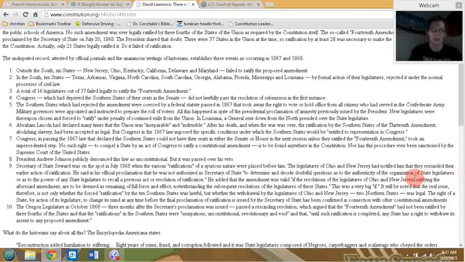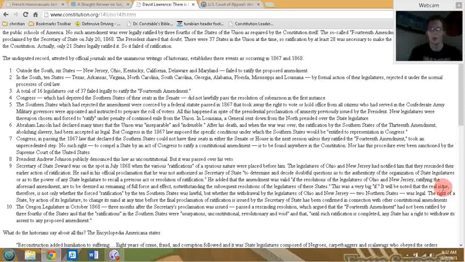of state legislators, or as to the power of any state legislator to recall a previous act or resolution of ratification. He added that the amendment was valid if the resolutions of the legislators of Ohio and New Jersey ratifying the aforesaid amendment are to be deemed as remaining of full force and effect, notwithstanding the subsequent resolutions of the legislature of these states. This was a very big if.